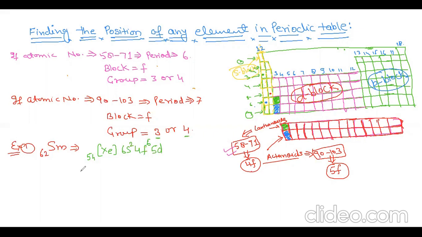Now you see, this belongs to 58 to 71. So period is always 6. You just see the highest number is 6, period number 6, block: the last electron is coming in the f, the f block, then group always either 3 or 4. Here no electron is coming into 5d, so the group number is 3. If any one electron comes in the d, then group number 4. Clear?